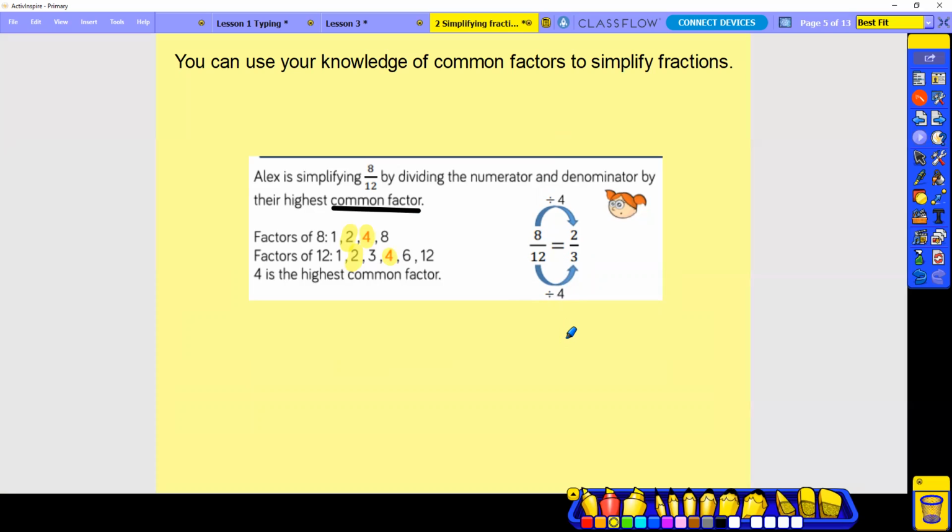Now, this is really important that we need to remember that whatever you do to the numerator, whatever you do to the number on the top, you must do to the denominator, and that keeps them equivalent, okay? So just like with yesterday's work, we need to make sure we're keeping them equivalent. That means we need to do the same to the top number as we do to the bottom. And that's really important to remember.